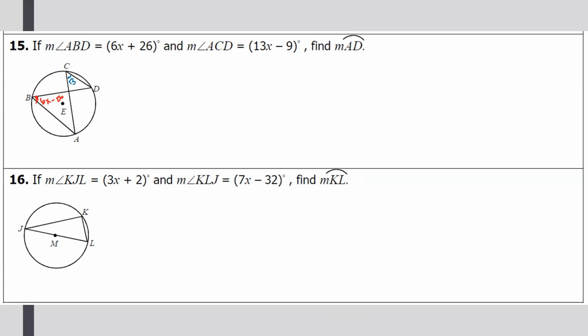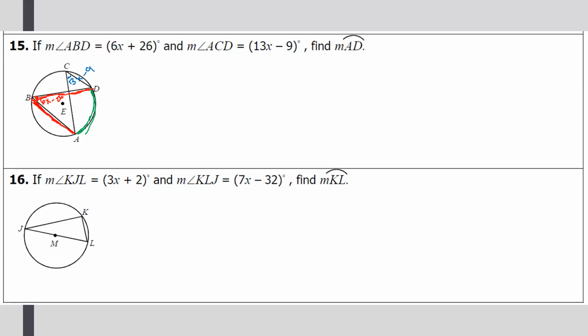You can see why they give it to you sometimes in words instead of in the picture, because it's so small. We need to find the measure of arc AD. Let's make that green. So at the very end, we're going to find the measure of this arc. Well, if I look at angle ABD, I see that it has this chord and this chord, and it's intercepting that green arc. Nice.